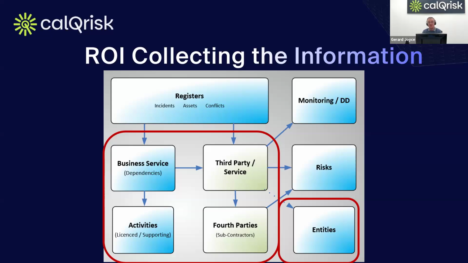So collect your activities. The business service has a one-to-many relationship with activities, and then you create those links. Then you might decide that to deliver the service, we're dependent on 2 or 3 third parties, and you create those links between the business service and the third party. And then as you find them out, you add in the fourth parties. And the other relationship you need, once you've got all the information in the system, is what entities are benefiting from the service from the third party.